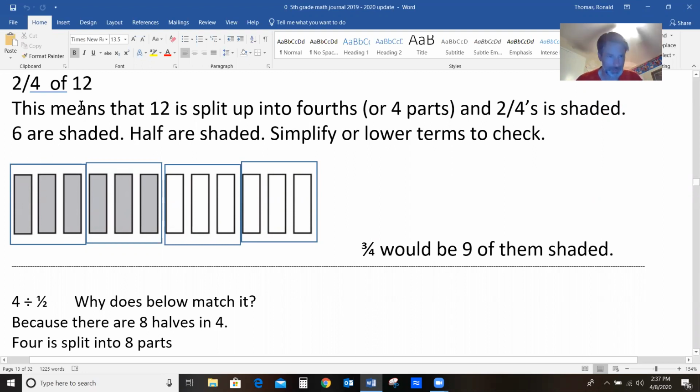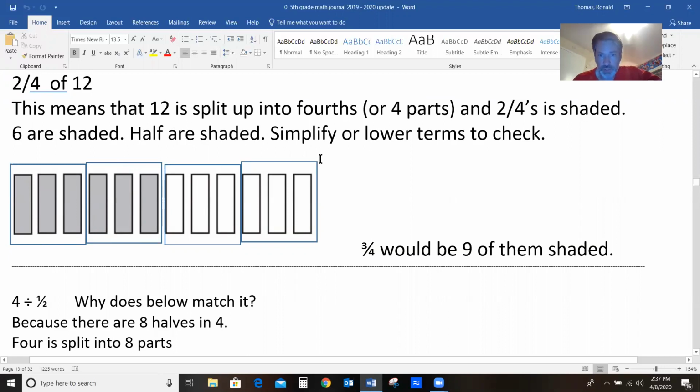But let's really talk about what it says here. This means that 12 is split up into fourths. So 2/4 or 4 parts. So there's 4 parts of the 12. I want 4 equal parts, right? So if you're going to cut 12 into 4 equal parts, you got to cut it where there's 3 in each part. Think about it. Equal. If you want it equal, 1 part, 2 part, 3 part, 4 part. So 2/4 is shaded. 6 are shaded because there's 6 within those 2 parts.